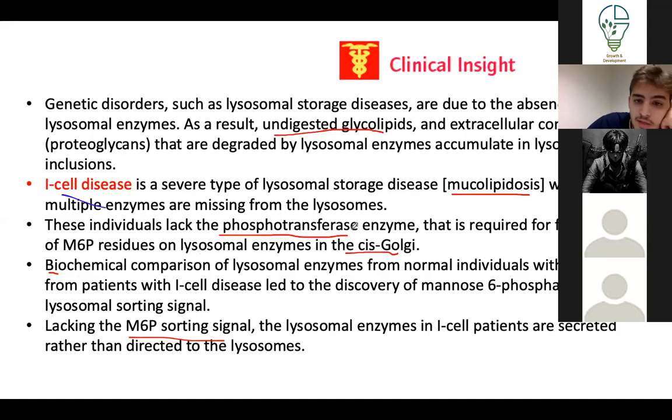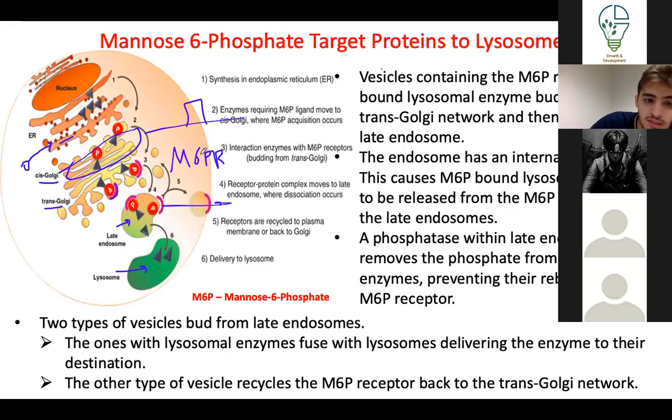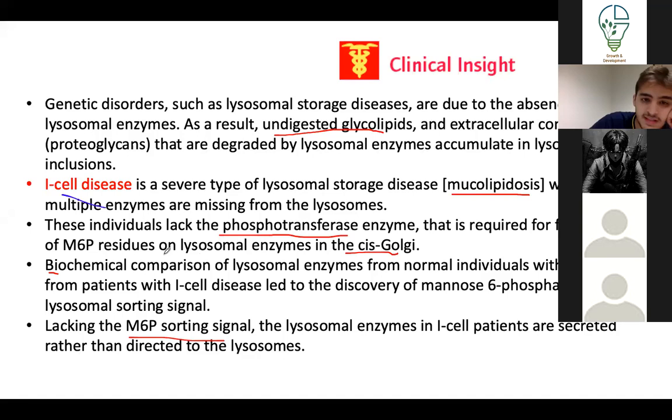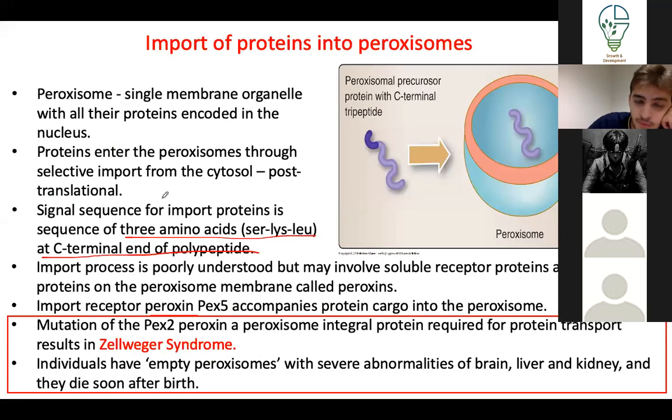Now here they didn't mention any unique symptoms that you should memorize, but you should know the enzyme mutation, and you should know that it's related to mannose-6-phosphate. So mannose-6-phosphate is needed to form enzymes in the lysosome. That's it for that pathway.